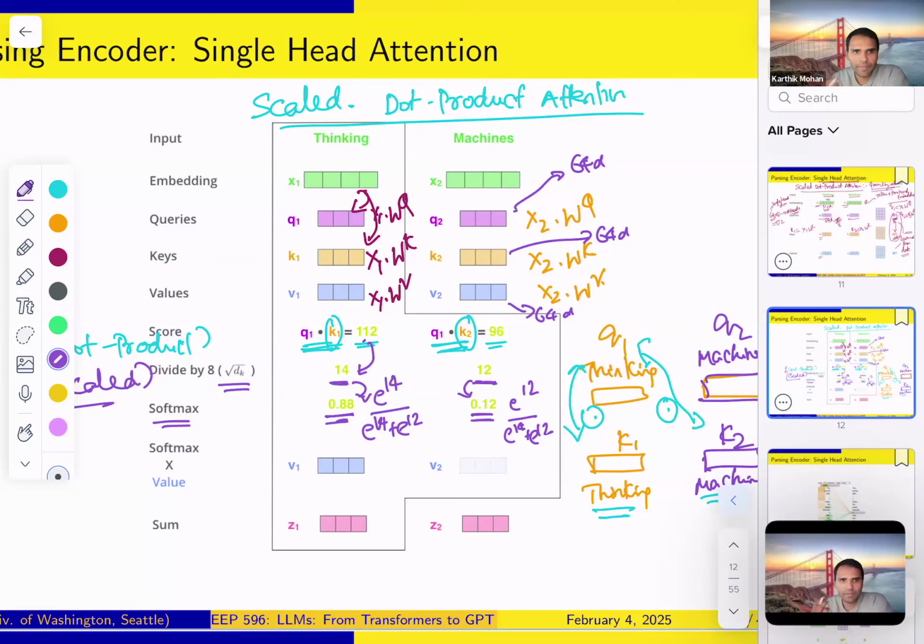Now this probability tells you that for the word thinking, thinking is important by the factor of 0.88, but machines is important only by the factor of 0.12. So obviously, thinking is important to understand thinking because the word is thinking. So it's self-referential, right? So this score will obviously be high. But the key thing is, what are the other scores? What are the other words in this sentence? In this sentence, we only have 2 words now, but assume you have 10 words, you'll get 0.88, 0.1, 0.05, 0.03, and so on. And that'll tell you how important other words are to understand thinking in the context of this sentence, right? So this probability always adds up to 1. So it's an easy way to understand.